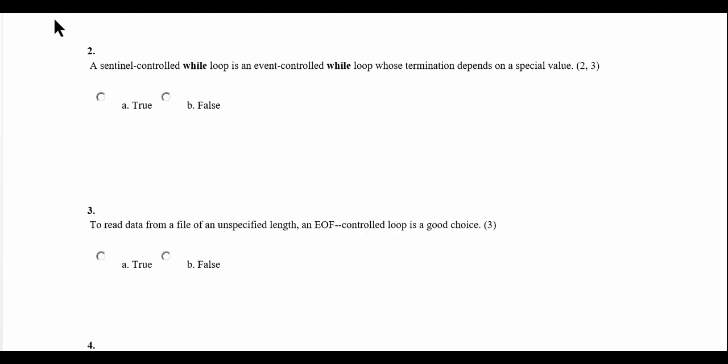The next one, a sentinel-controlled while loop is an event-controlled while loop whose termination depends on a special value. All right, the key here is sentinel-controlled. That's what would cause the termination. What does that mean? We talked about it earlier. You need to know that. Sentinel control would be like the menu program where you hit a 9 to get out of that menu, right? So this would be true. You have a special value that would stop the loop.